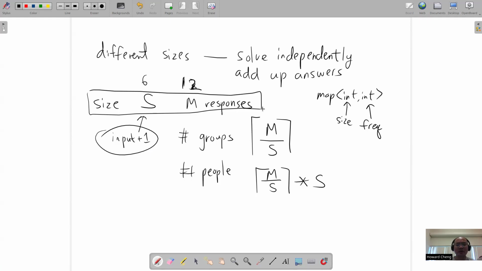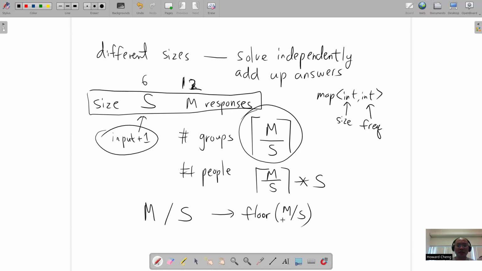The other question is, how do you compute the ceiling of M divided by S? Now, these are all integers, S and M. So M slash S, if you just do that as integers, will give you the floor of M divided by S. So let me not write it this way.